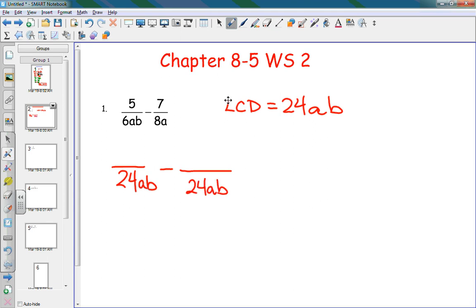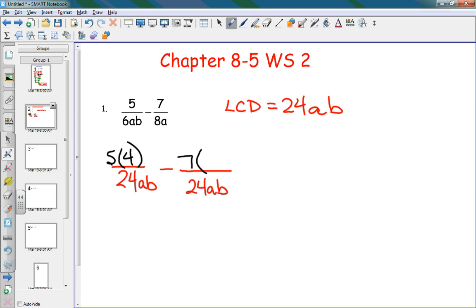I drop down my 5. Now, what did I multiply 6 by to get 24? I multiplied by 4. Do they already have an A and a B? Yes, so that one's done. What do I multiply 7 by? Whenever I had my 8, I multiplied it by what to get 24?